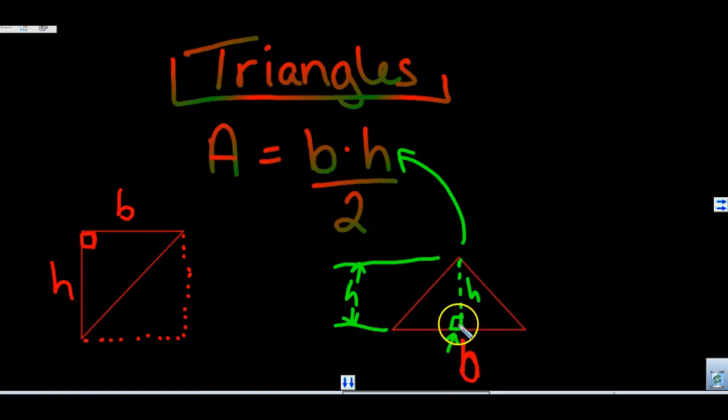Okay? So really, when it comes to triangles, if all else fails, look for that right angle and the 2 sides that are touching that right angle are the lengths you need to use when it comes time to calculate the area. Okay?